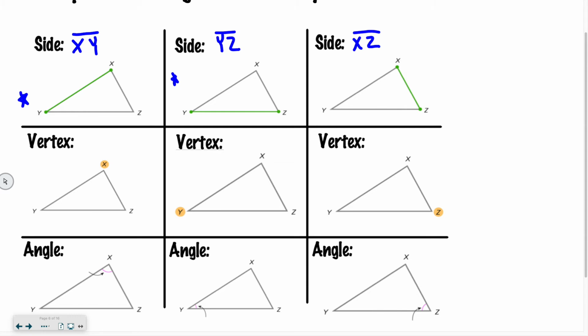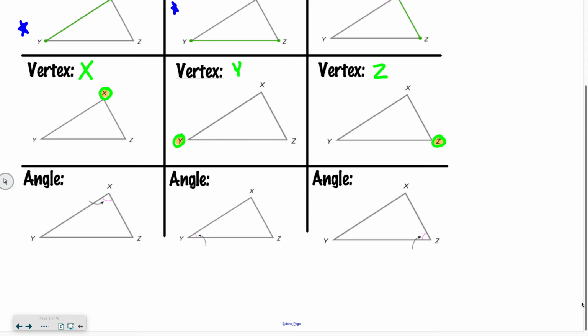And then moving on to the next row, we're talking about vertex. So vertex is just like what angle is highlighted. In this case, angle X is circled. In this case, angle Y is circled. And then in this case, angle Z is circled. So for the vertex, you get to just write whatever letter is at that point in the triangle.